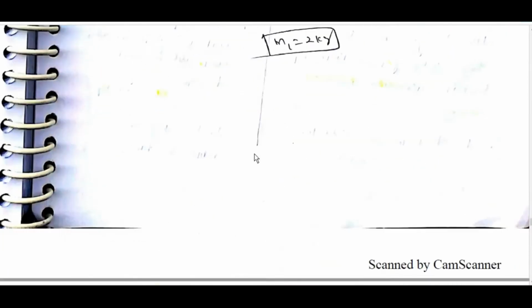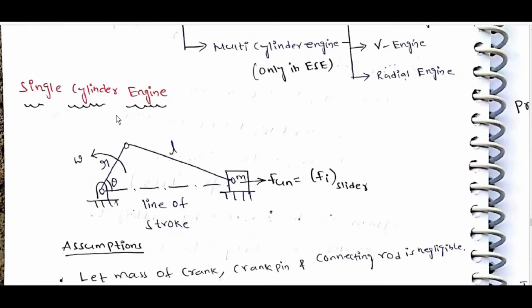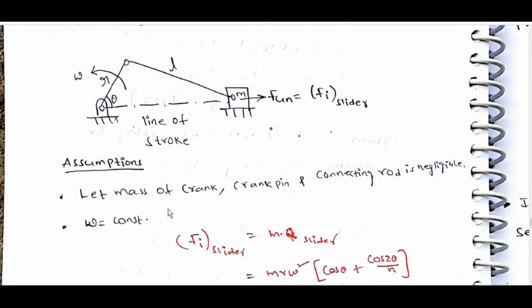Or question based on above information. Balancing of reciprocating mass. Example: single cylinder engine, multi-cylinder engine, only in AC, not for GATE. Inline engine, V engine, radial engine. Single cylinder engine: crank radius R, connecting rod length L, rotating with omega at angle theta. F unbalanced is equal to F inertia of slider, along the line of stroke.